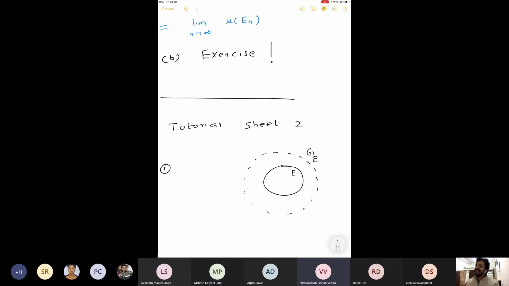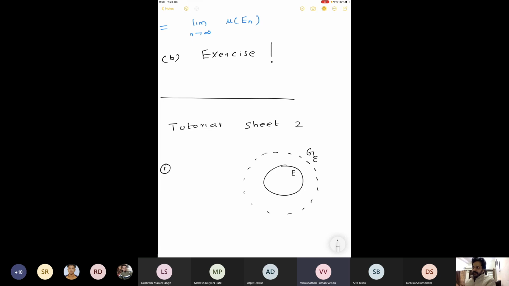Got it. Just proving the problem is not what is important. You should understand the relevance of the problem, why that problem is given, and what intuitively happens there. Like the Weierstrass approximation theorem, which says that any continuous function can be approximated by a polynomial. Yes or no? Yes, sir. In a closed bounded interval, every continuous function can be approximated by a polynomial, meaning the difference between the function and the polynomial can be made less than epsilon.